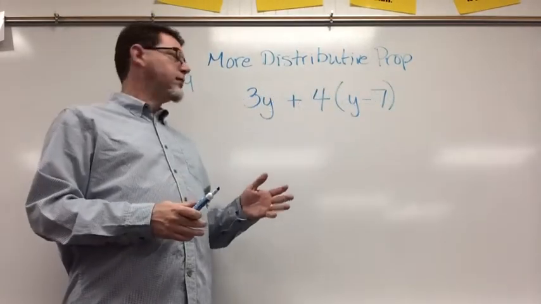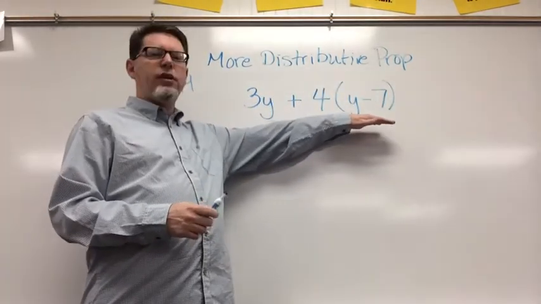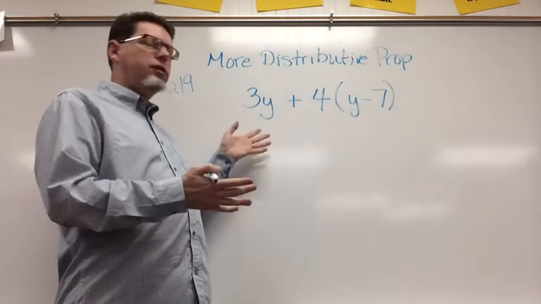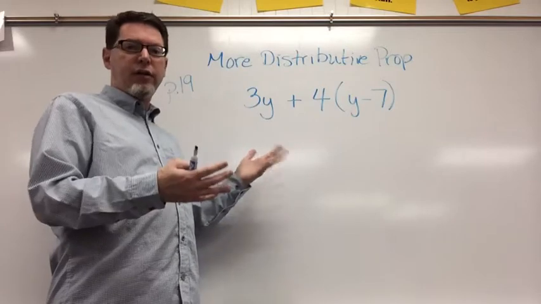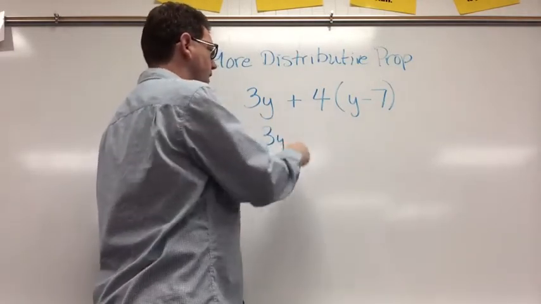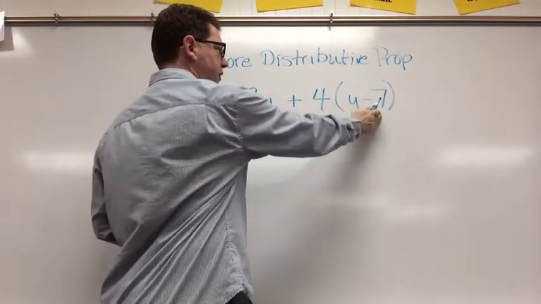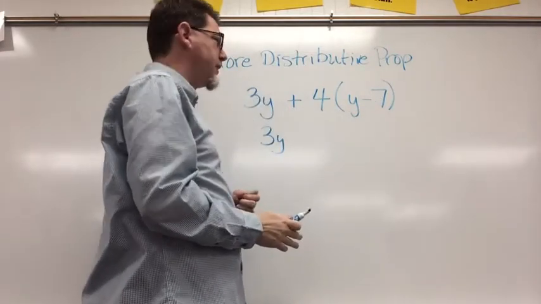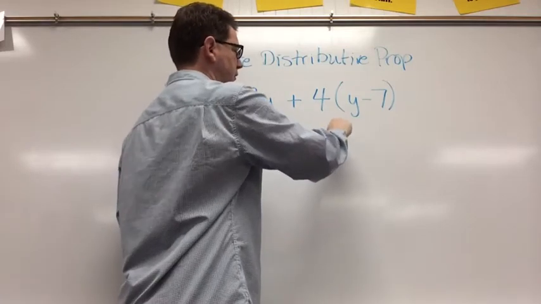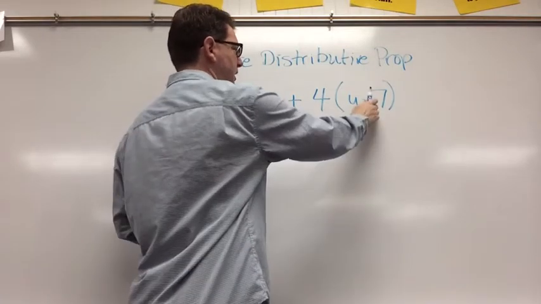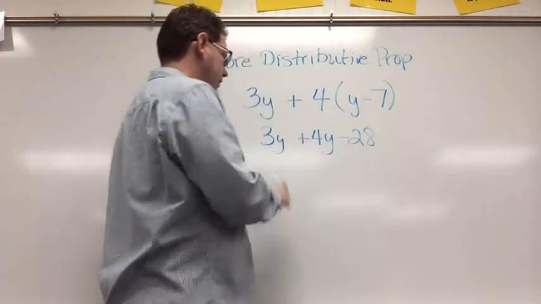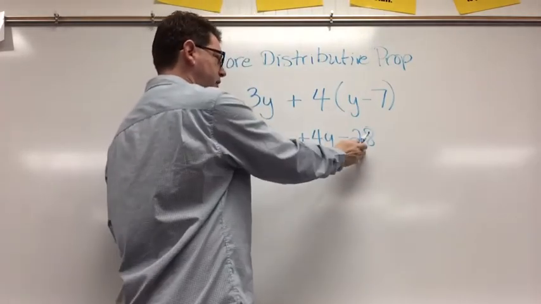Our next problem has only one opportunity for us to use the distributive property, but we have this 3y over here. What do we do with the 3y? Well, nothing yet. So we're just going to bring the 3y down, and we're going to distribute the 4 to everything inside the quantity of y minus 7. So 4 times y is positive 4y, and then 4 times -7 would be -28. So I have 3y plus 4y minus 28.